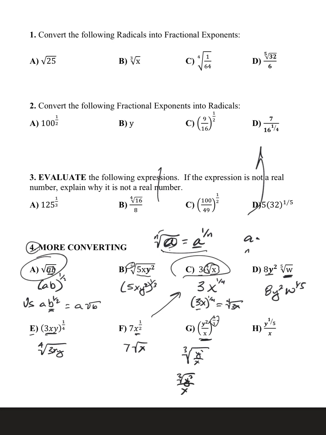If this was the case, we'd have y squared to the 1/3 power all over x. So again, be very, very careful about parentheses in the problem, parentheses without the problem. Matter of fact, that's what happens in H. In this case, there are no parentheses. The y is the only thing being hit by that 1/5 power. So basically what we have is the 5th root of y all divided by x.